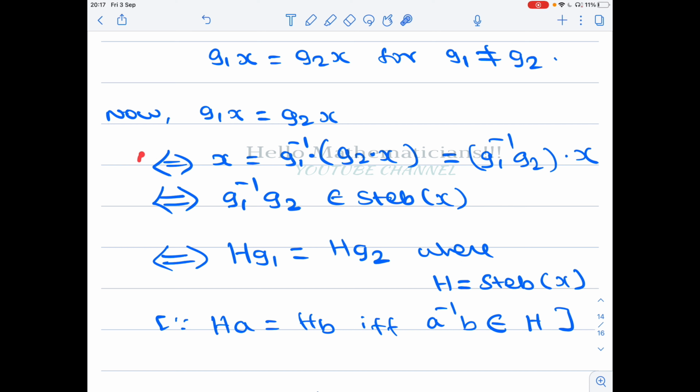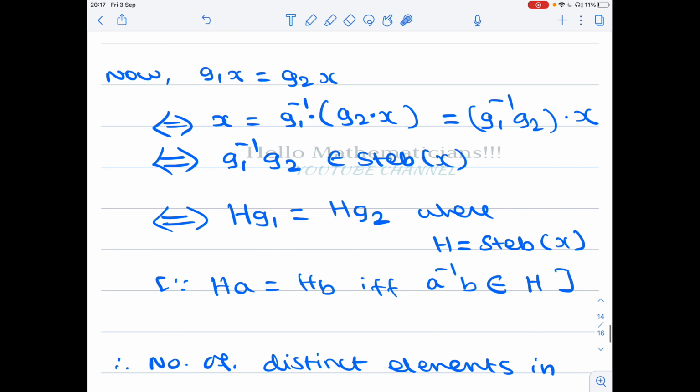g1x equals g2x if and only if, pre-multiplying by g1 inverse on both sides, x equals g1 inverse of g2x. By the group action property, you get (g1 inverse star g2) dot x. Basically, this is like associativity, by the second condition of group action. So x equals g1 inverse g2 x. That means this element stabilizes x, because if you multiply this element with x, you get x itself. Therefore, g1 inverse g2 belongs to the stabilizer of x.